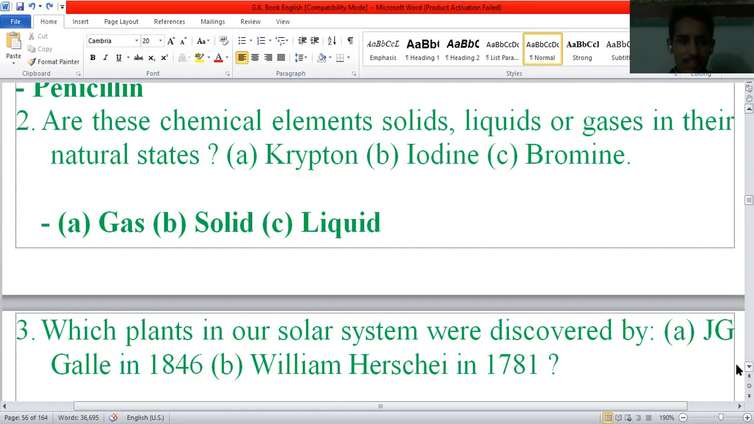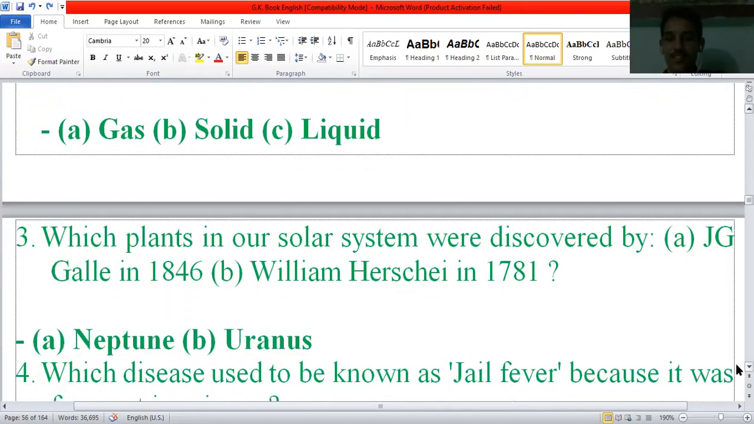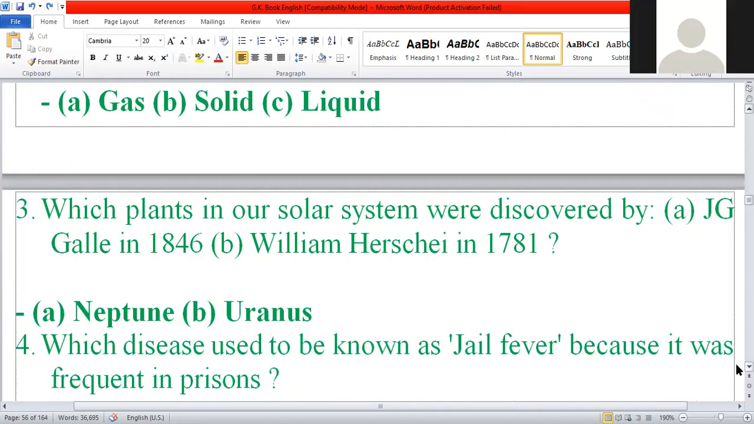Which planets in our solar system were discovered by J.G. Galle in 1846 and William Herschel in 1781? Uranus, Neptune. Okay. Neptune and Uranus. Congratulations, Regina Khadka. And this fourth question is for Pankaj Singh and Anish Dajulai.